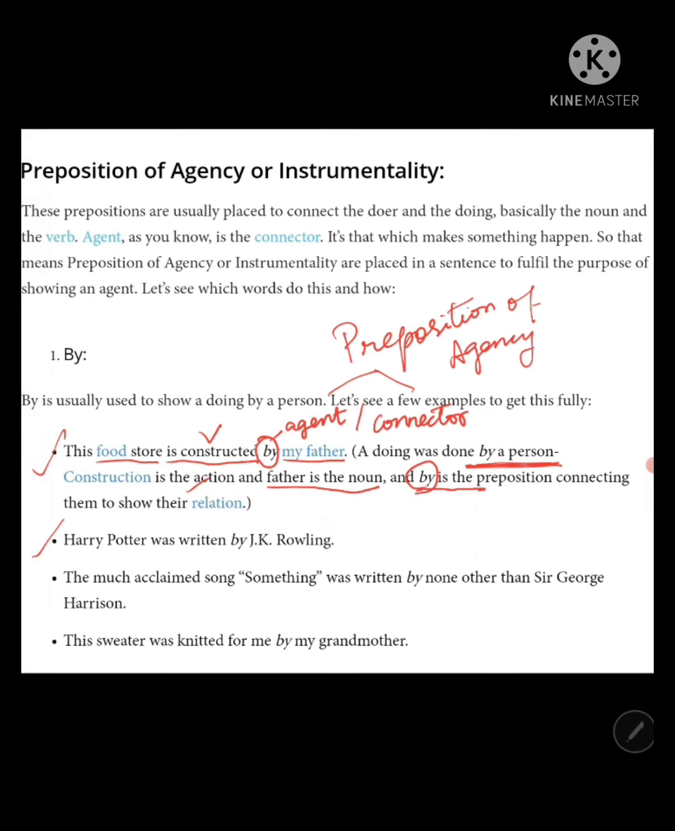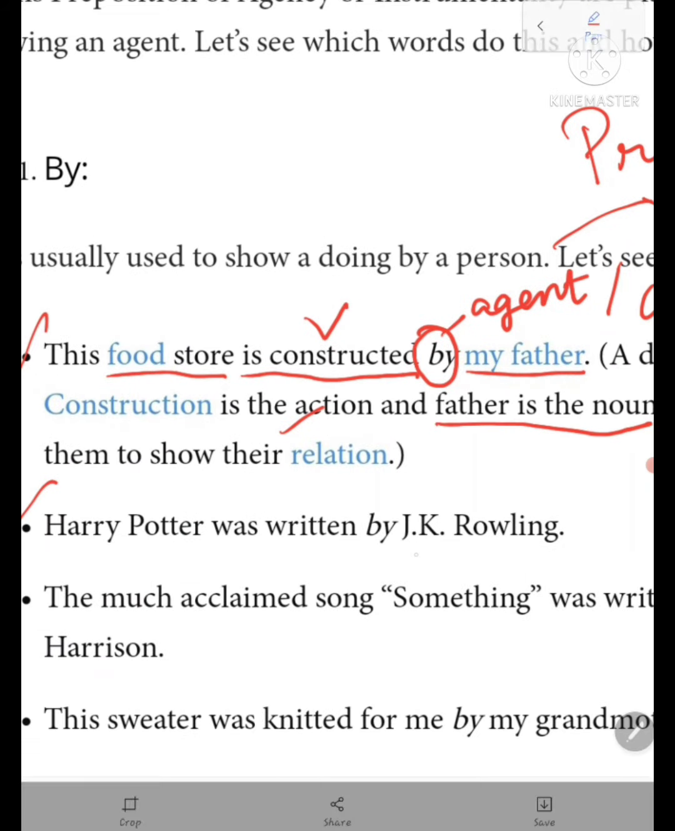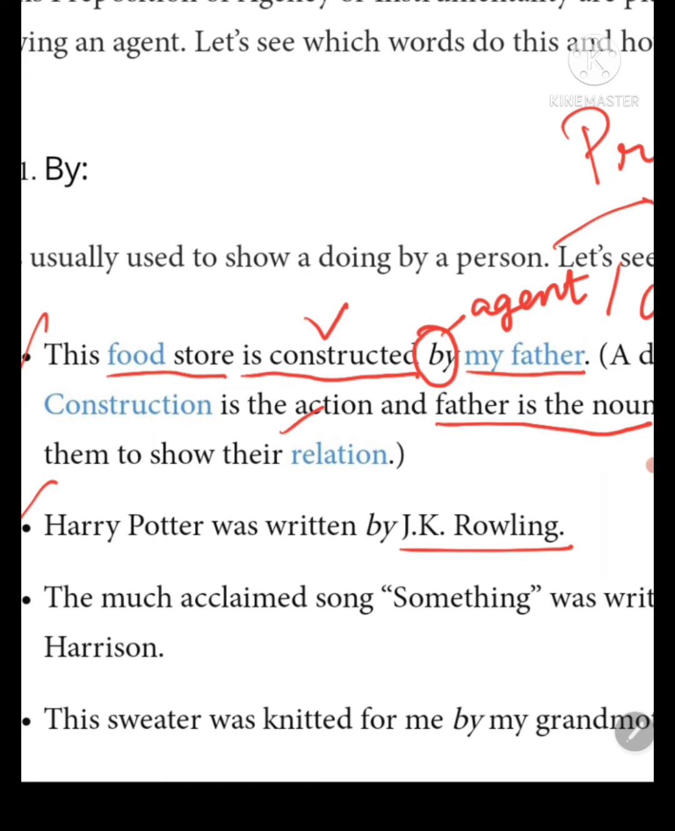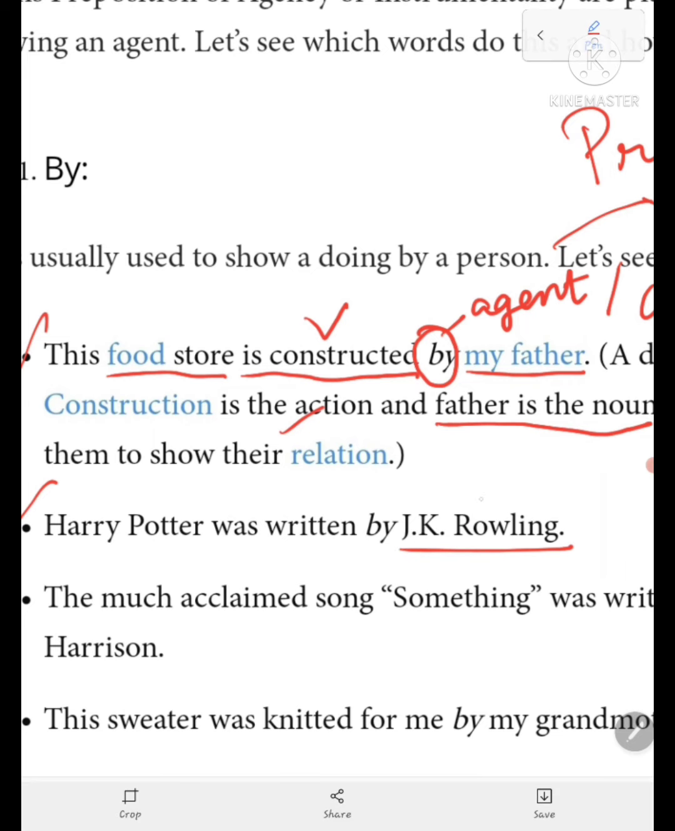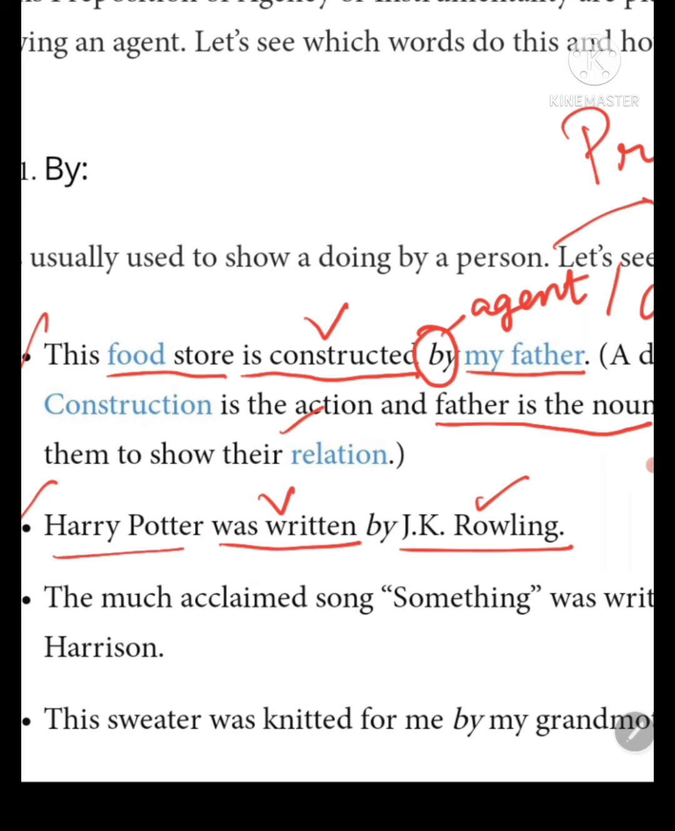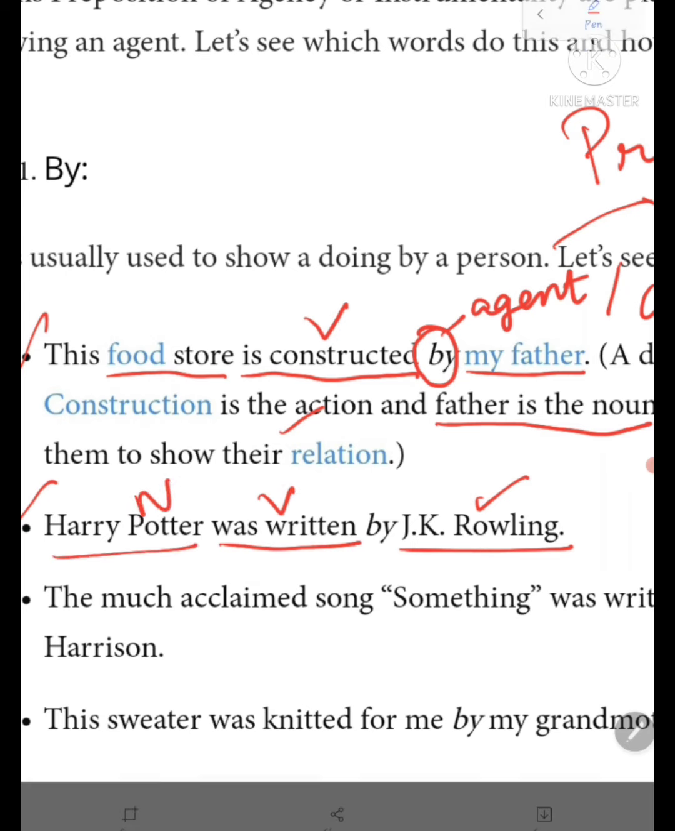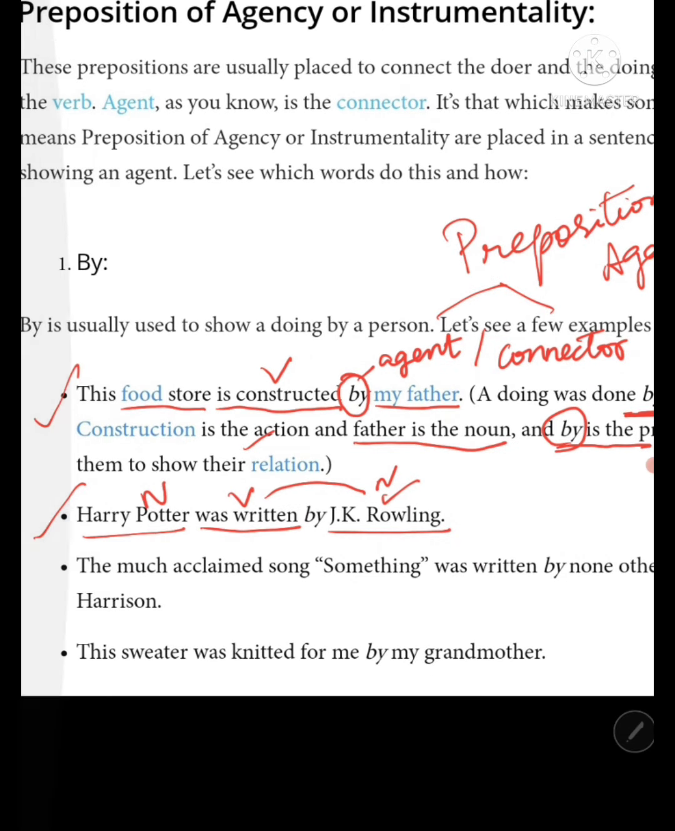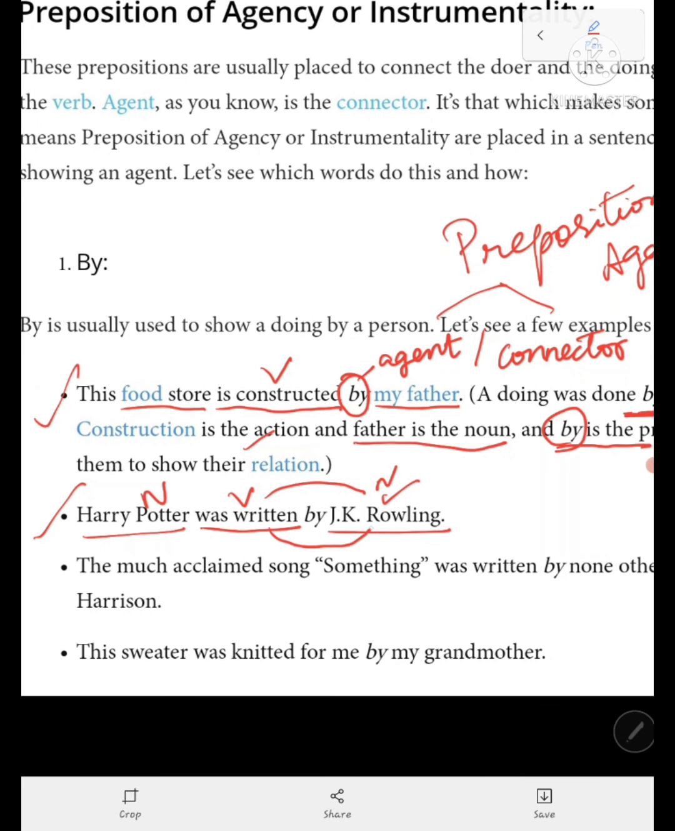Another example is Harry Potter was written by J.K. Rowling. Okay, who wrote it? J.K. Rowling. Was written is a verb and Harry Potter is a noun, and there is a relationship between this verb and this person. So if the verb is connected with the noun, if the doer is a person, then we use the preposition of agency as by.